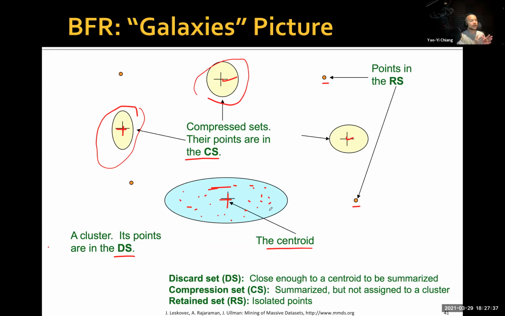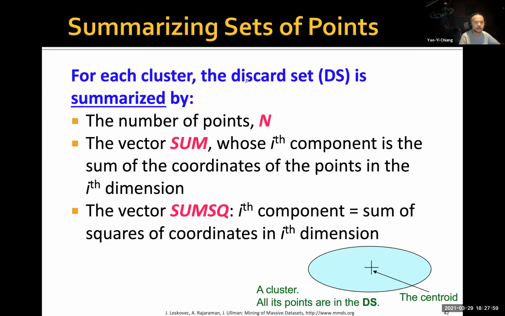And the reason why we can save memory is we are going to compress, or summarize, the clusters here, here, and here, and here before we read the next load of 20 gigabyte. All right, so how do we summarize them? For each cluster, the discard set is summarized by the number of points, n, right? You are going to count how many points you have in each of the clusters, so n points. I'm going to tell you why these are important, but just bear with me here.